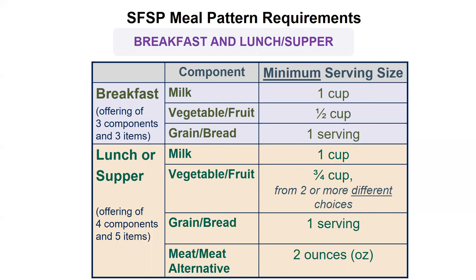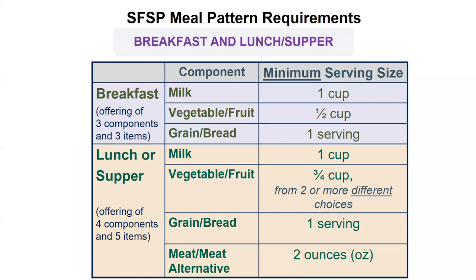However, there is a maximum in place for how much fruit or vegetable juice you can offer at lunch. For National School Lunch and Breakfast, that is a weekly maximum. However, for the Summer Food Service Program, it is a daily maximum. So not to say that you can't offer 100% fruit juice or 100% vegetable juice at lunch or supper for SFSP. You can, but each day in your planned menu, no more than 50% of what you're offering as your fruit vegetable can be in the form of juice.